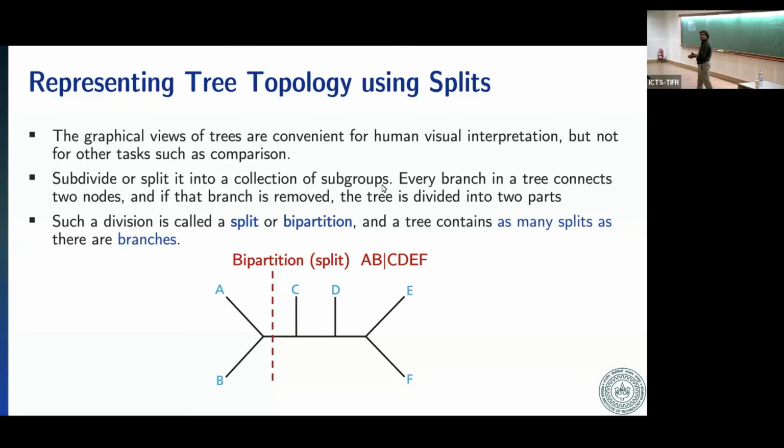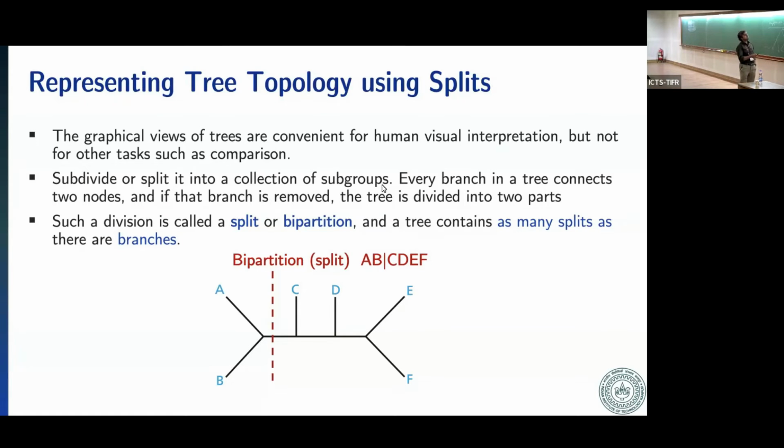Another bipartition could be somewhere here, and you can say that on one side of this branch we have A, C, B, and on the other side we have D, E, F. So essentially a tree contains as many splits as there are branches. Of course, there are some trivial splits which are not telling anything about the tree structure per se.